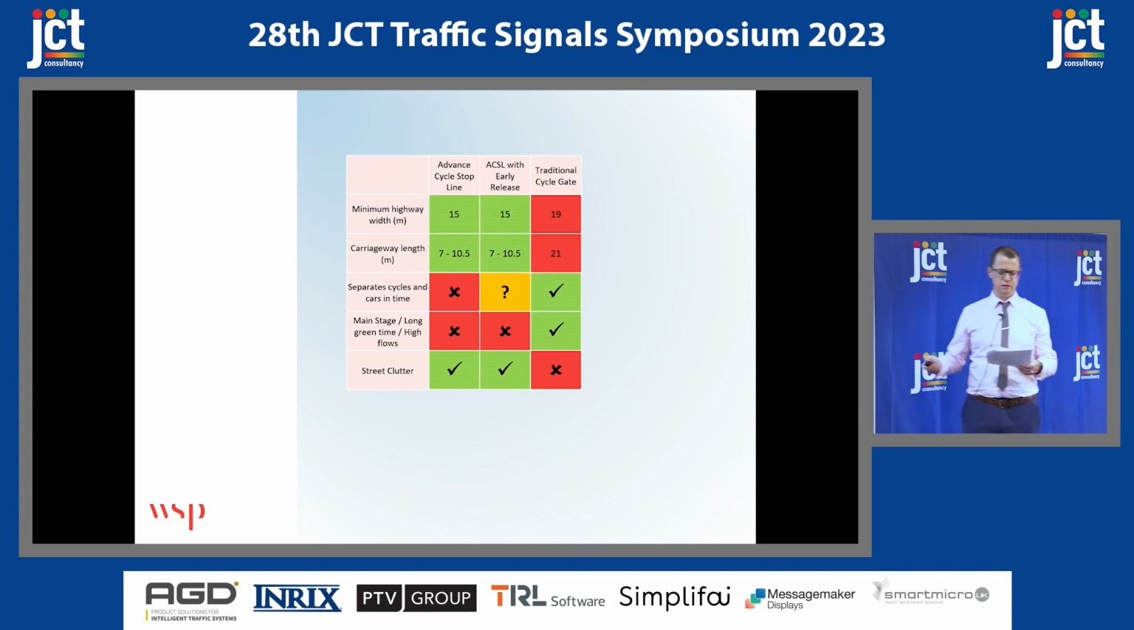So we have ASLs, which don't need an additional highway width or length or additional poles, but also don't segregate cyclists from other traffic in time. An early release gives a bit of segregation in time for some cyclists, but the majority of issues remain, and a cycle gate does separate cyclists and other traffic in time, but needs more carriageway width, length, and a lot more street clutter. So what else could we do?